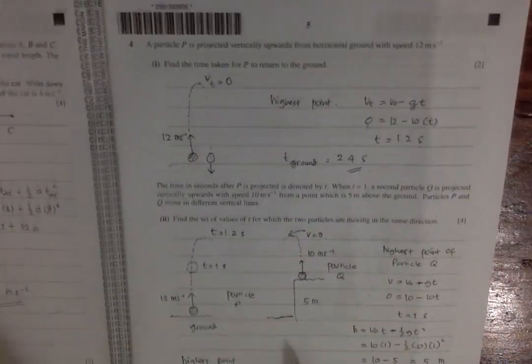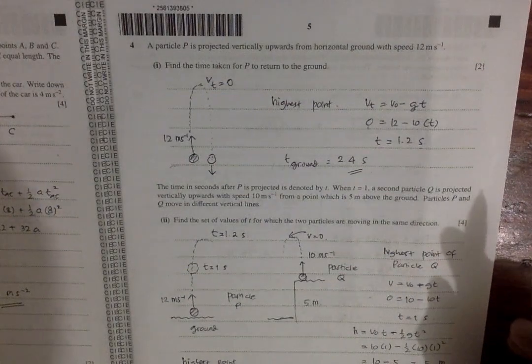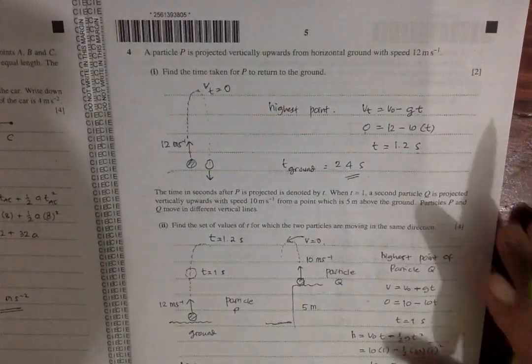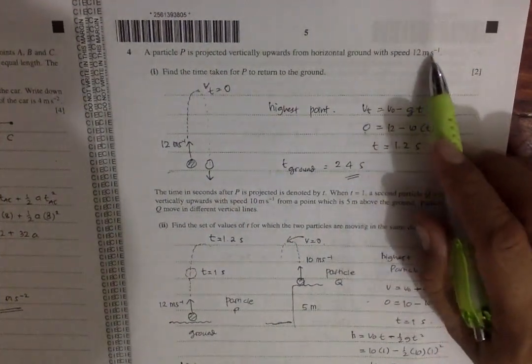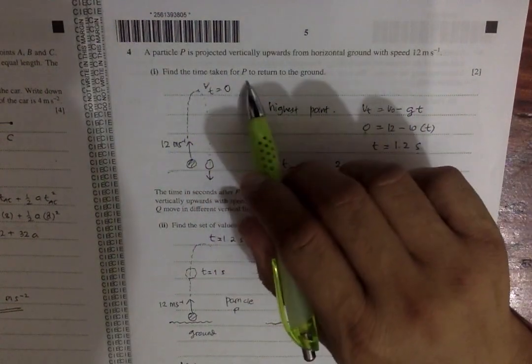Now number 4. In this number 4, a particle P is projected vertically upward from horizontal ground with speed 12 meters second minus 1. Question 1. Find the time taken for P to return to the ground.